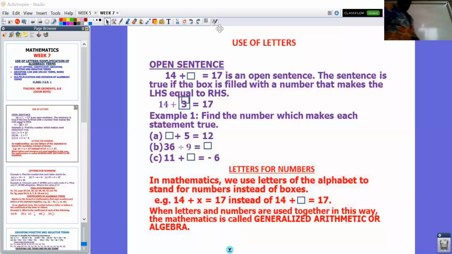If you are done with the slide, signify, please. Okay, Farouk is done. I said you should write everything on this slide. Everything, starting from use of letter, open sentence. You write example 1, then letters for numbers. Write everything.